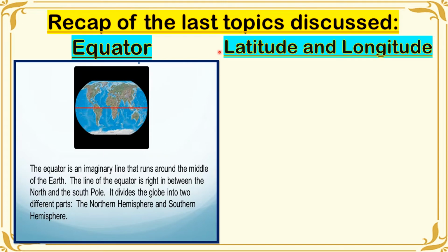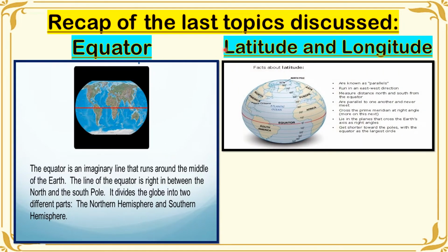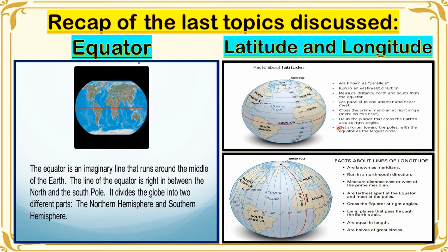Next, we have studied latitude and longitude. Facts about latitude: the lines are known as parallels, run in an east-west direction, measure distance north and south from the equator, are parallel to one another and never meet, cross the prime meridian at right angles, lie in the planes that cross the Earth's axis at right angles, and get shorter toward the poles, with the equator as the largest circle.